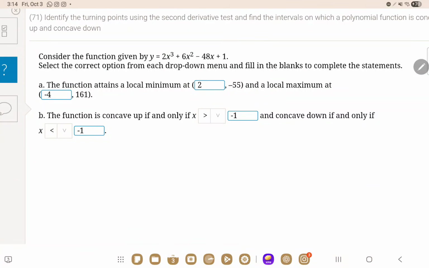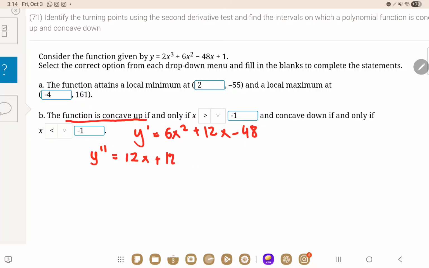Now for part B of the question, we just write y prime again, because we need it, equals 6x squared plus 12x minus 48. Now we need to do y prime prime, double derive. If you want to find if it's concave up or concave down, that's another thing that tells you to find the double derivative. It's an inflection point also. So y prime prime equals 12x plus 12.